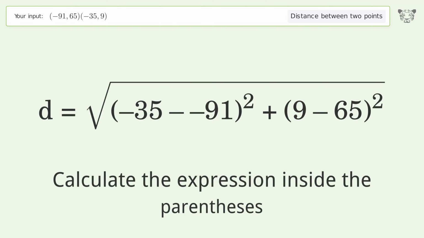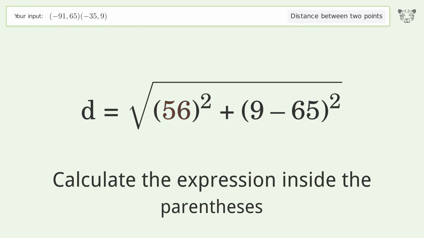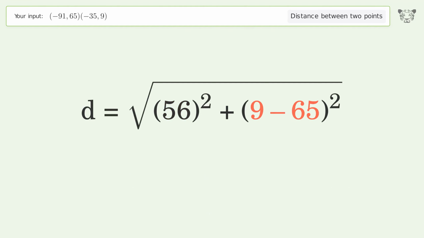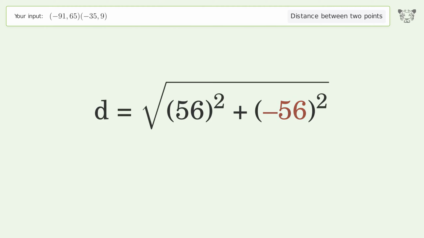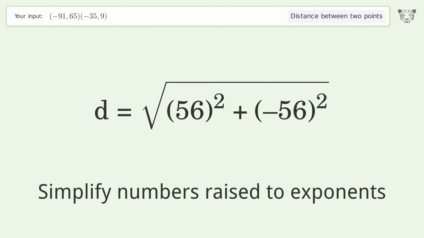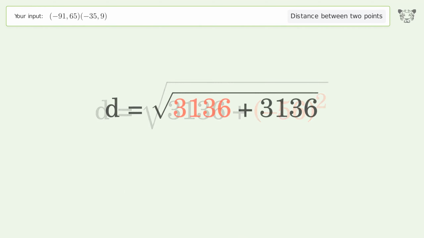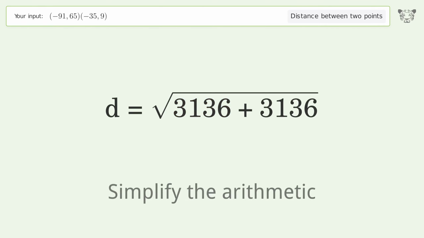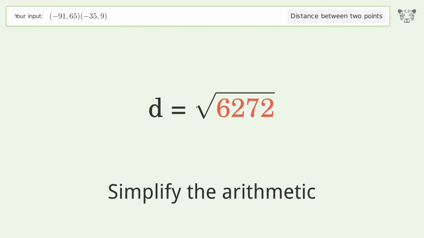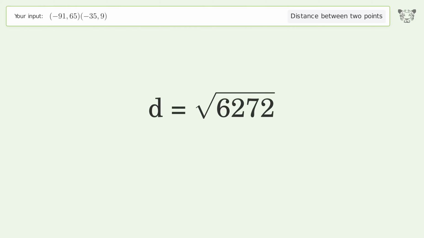Calculate the expression inside the parentheses. Simplify numbers raised to exponents. Simplify the arithmetic. And so the distance between the 2 points is the square root of 6,272, or 79.196.